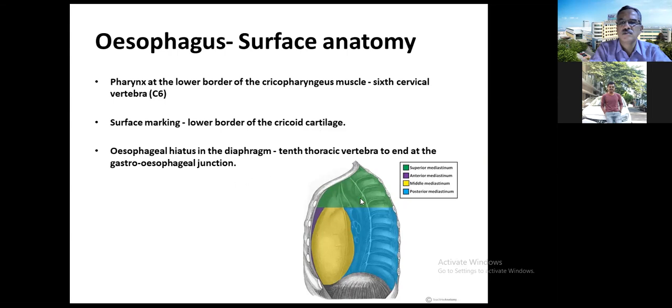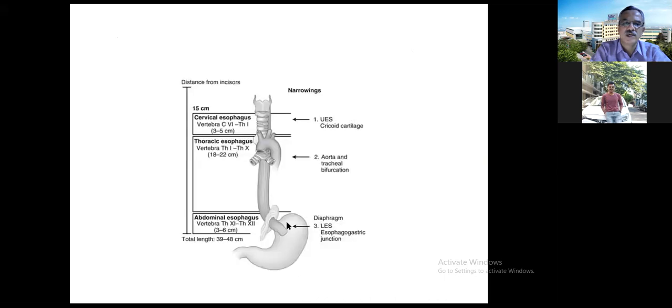In the image at the right bottom corner, we can see the thorax, which can be divided into the superior mediastinum and the inferior mediastinum. The superior mediastinum extends up to the level of the sternal manubrium, from the T1, T2, T3, T4 thoracic vertebrae. Below is the inferior mediastinum, which can be divided into the anterior, middle, and the posterior mediastinum. The esophagus and the structures related to it lie in the posterior mediastinum, which will be discussed in the upcoming slides.